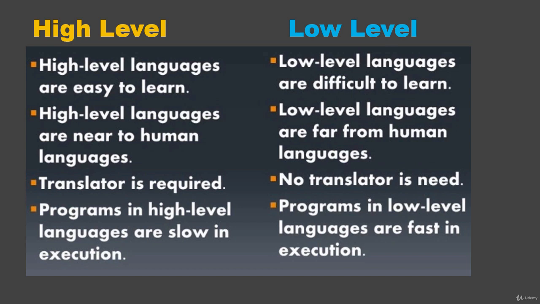Programs written in high-level languages are slow in execution because obviously they have to compile or interpret them, while programs developed in low-level languages are much faster in execution because there's no compiling or interpretation going on. The hardware understands the language, so it's easier to execute the instructions. So these are the key differences between high-level and low-level programming languages.